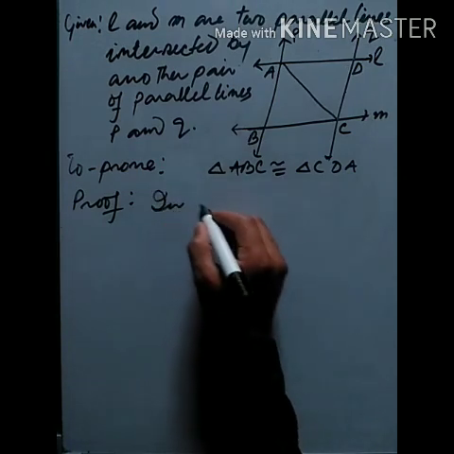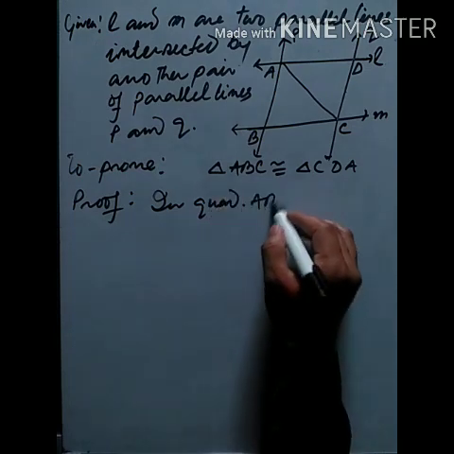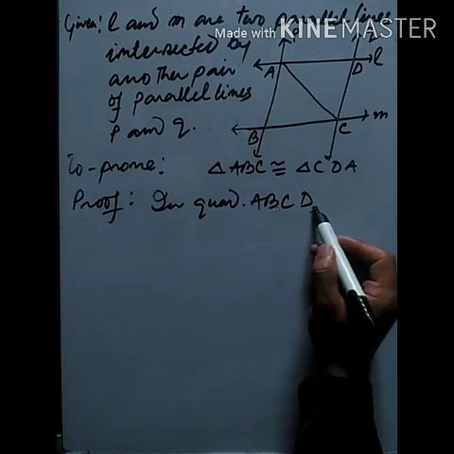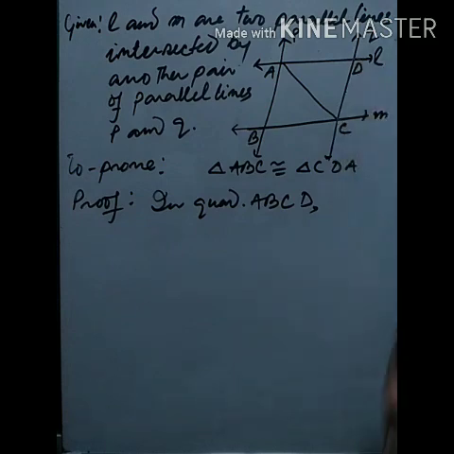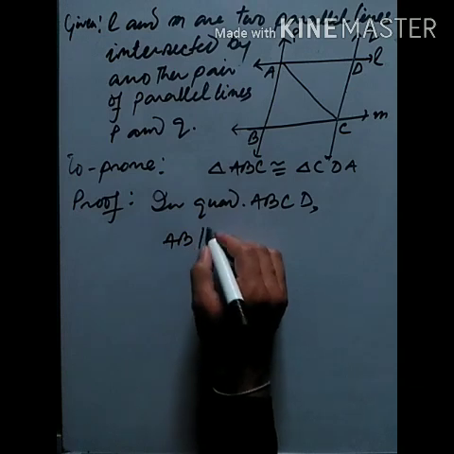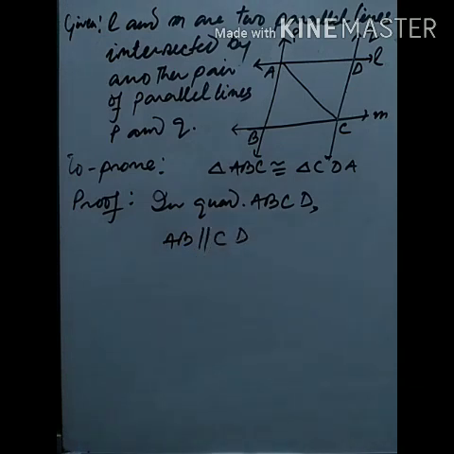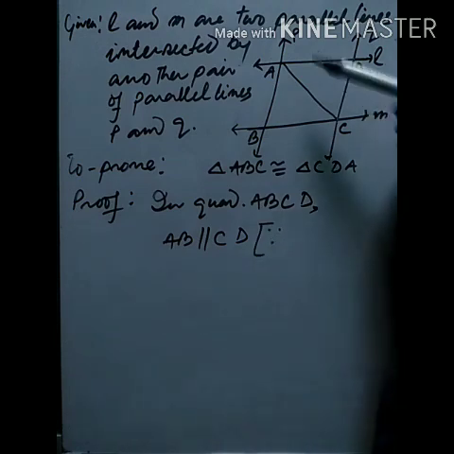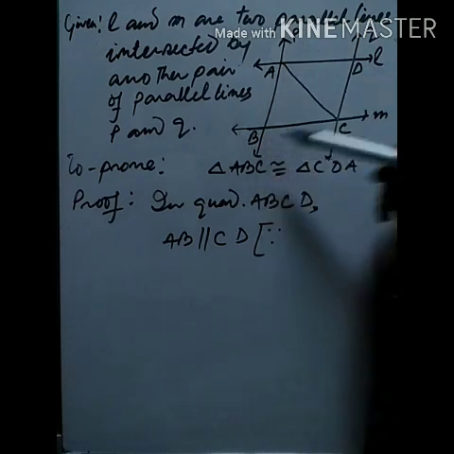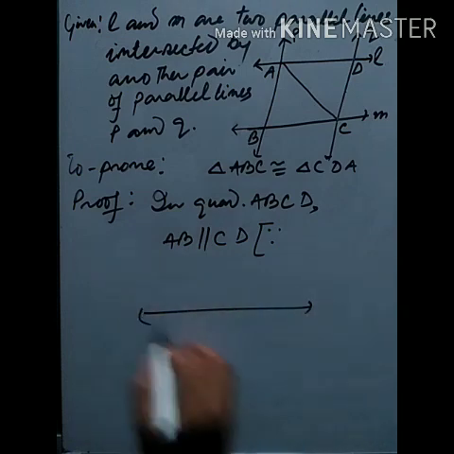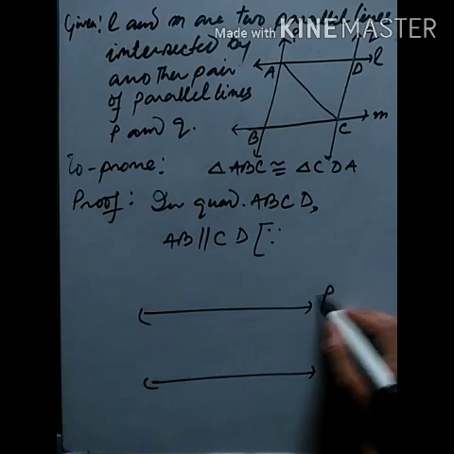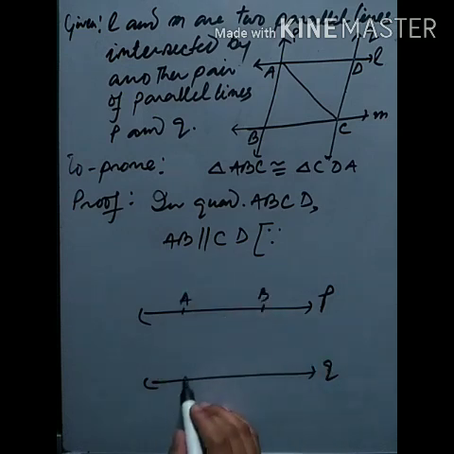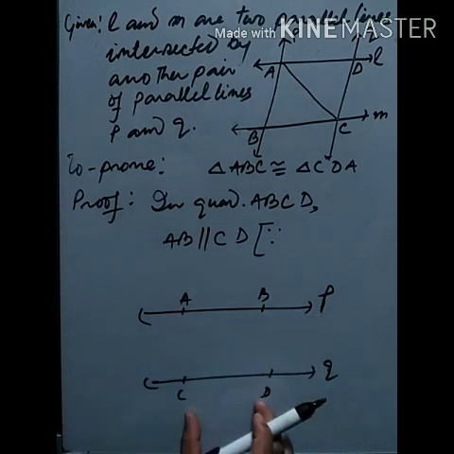Now let me write here in quadrilateral ABCD. Here I can say that AB is parallel to CD. Why? The reason is this line P is parallel to this line Q. If any two lines are parallel, then let me take any segment here, name it AB, and this is CD. Even AB and CD will be parallel.